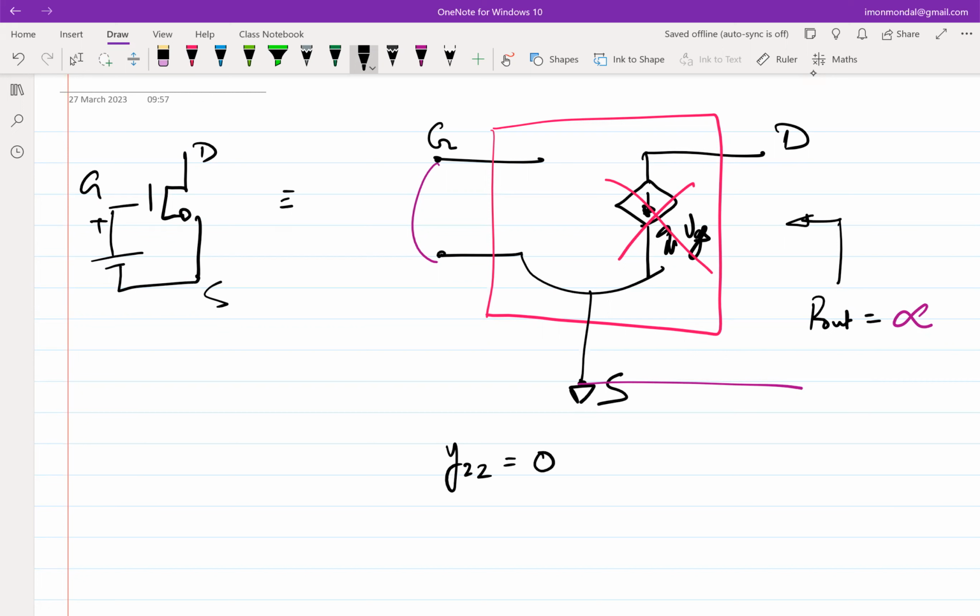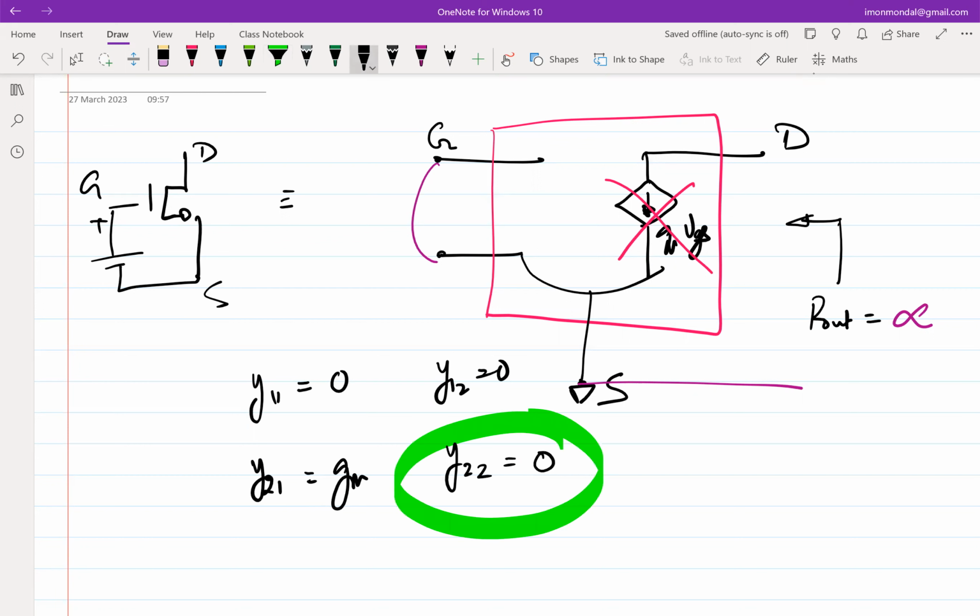Right? So in our case, we had Y11 equal to 0. Y12 equal to 0, Y21 was GM, which is as high as we want, right? That is a design parameter. You can size your transistor in such a way that GM is within whatever constraints you have. You can size your transistors to ensure that the GM is high with respect to something in the network. But the key point here for today's discussion is that your Y22 we consider to be 0.